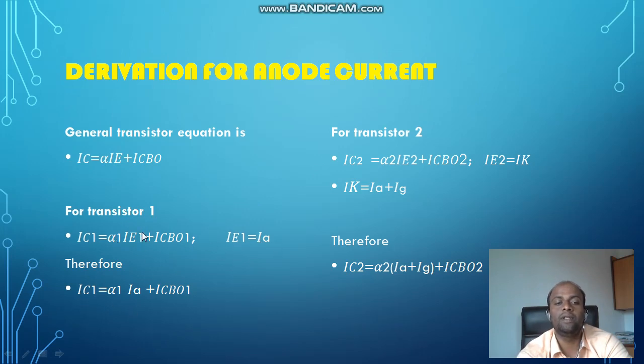IC1 equal to alpha 1, instead of IE1, I have written now IA plus ICBO1. Right? Now for transistor 2, I will modify this equation. IC2 equal to alpha 2 IE2 plus ICBO2. Right?